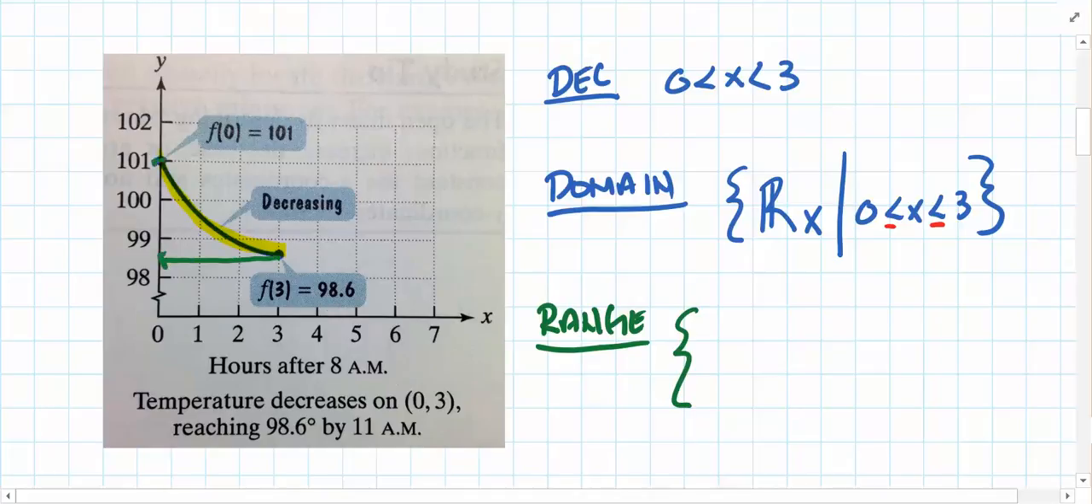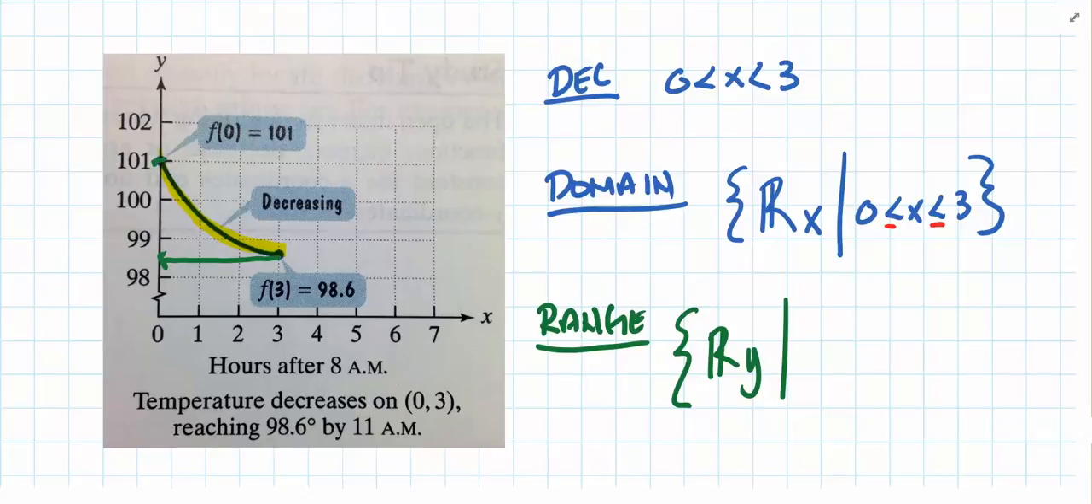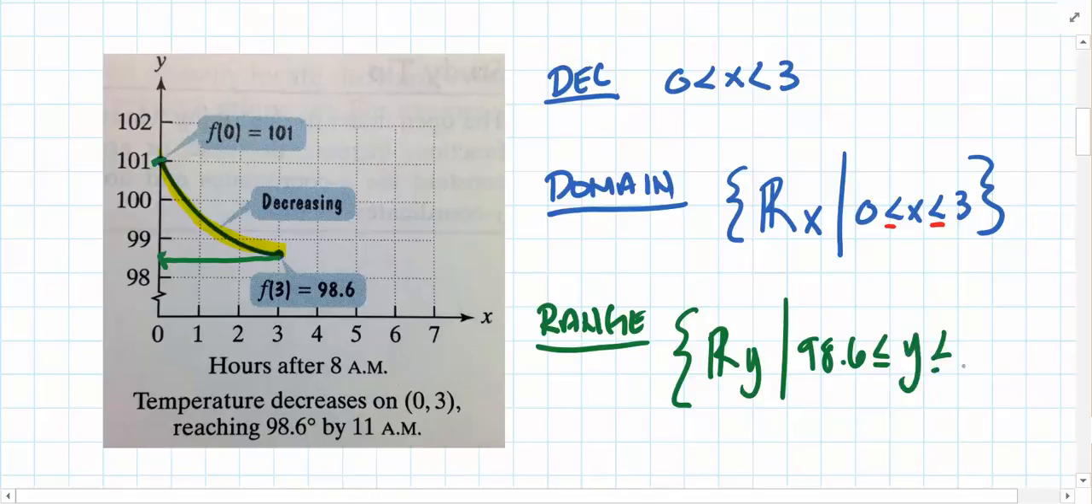So I'm going to say all real numbers. Do I say x here or do I say y here? Y. I say y because I'm talking about the range. All real numbers y such that, what are the two values that this graph falls between on my range? 101 and 98.6. We get that information from the graph, right? So 98.6 is less than or equal to y, which is less than or equal to 101. So I have my domain written in set notation, and I have my range written in set notation.